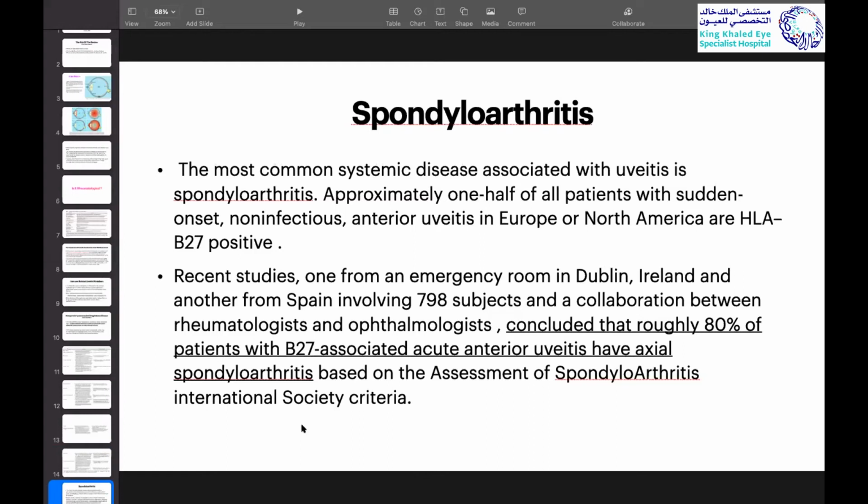I'm going to talk about some of the diseases that actually concern me as a rheumatologist, and I would like to work with ophthalmology regarding that, which is spondyloarthritis, which is the most common systemic disease. Approximately one half of patients with a sudden onset non-infectious anterior uveitis in Europe and North America are HLA-B27 positive. This was a recent study from the emergency room in Dublin, Ireland, and another from Spain. It involved 798 subjects. It was a collaboration between rheumatologists and ophthalmologists, and they concluded that roughly 80% of patients with a B27 associated acute anterior uveitis had an axial spondyloarthritis based on the assessment of Spondyloarthritis International Society criteria.